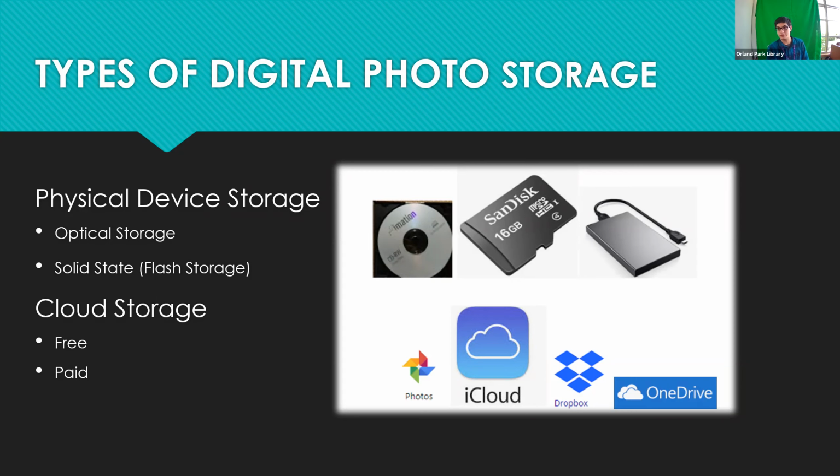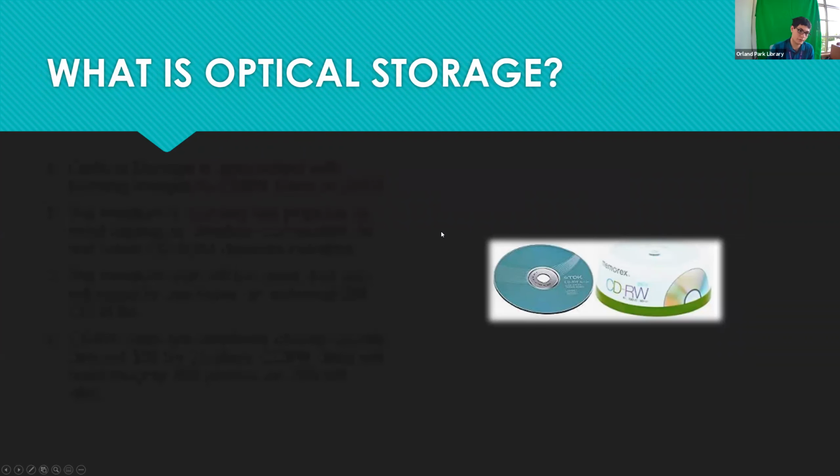There's two different types of physical devices: optical storage and solid state storage. And you could say there's two different types of cloud storage as well, free and paid. Most services that offer cloud storage start out as free, and they also offer a paid service. But most that people will be familiar with are either optical or solid state storage.